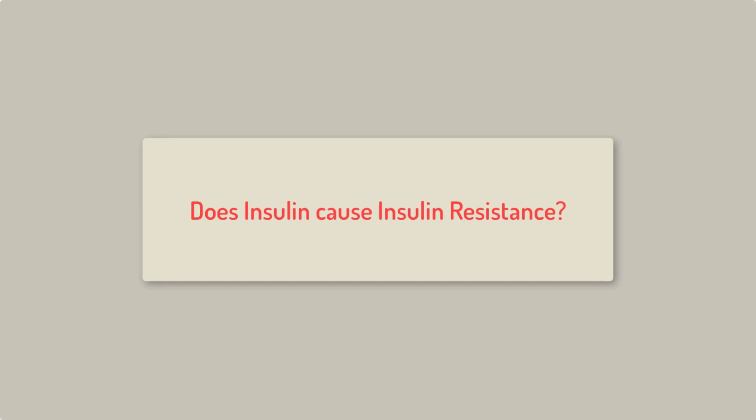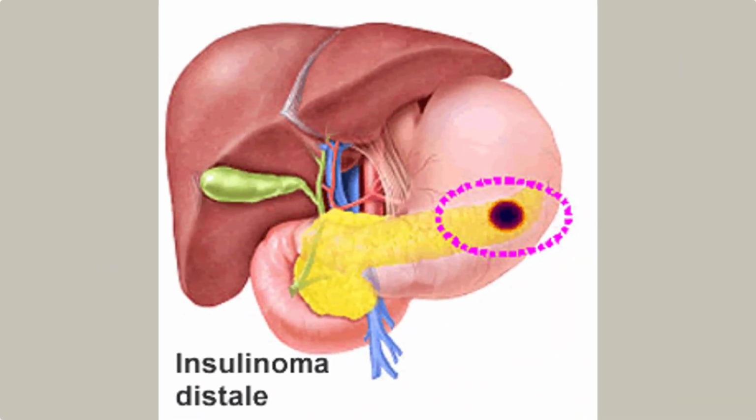Well, let's look for a bit more proof. There's a rare tumor of the pancreas known as insulinoma. Normally, the pancreas makes more insulin when your blood sugar is high and less when those levels drop. But when you have an insulinoma, the tumor will keep making insulin even when your blood sugar gets too low. So if insulin causes insulin resistance, then in these individuals, we would expect to see high IR. And studies have shown that that is exactly what happens.